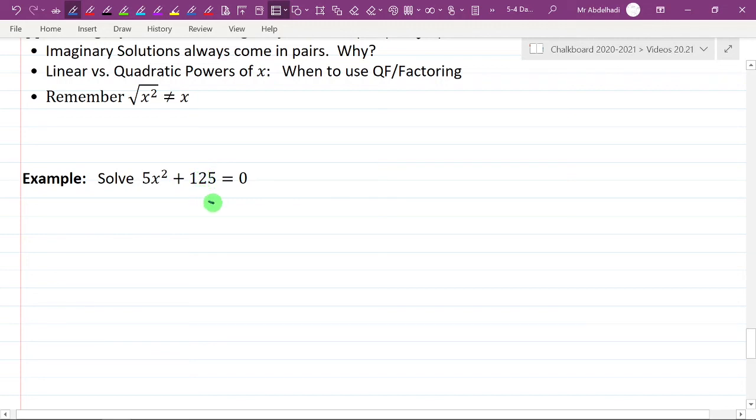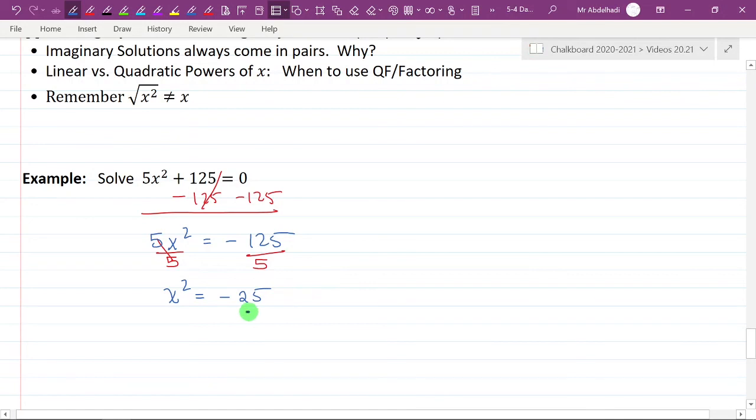So get the x squared by itself. We'll start off by subtracting 125 from both sides. Okay, this wouldn't work if there was an x squared and a regular x, but there's no regular x, it's just x squared, so we can do this. Here, we're going to divide both sides by 5, and now this becomes x squared equals, and this is going to be negative 25, like that.